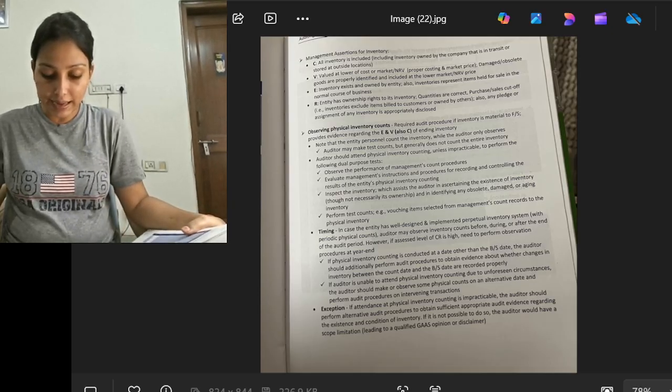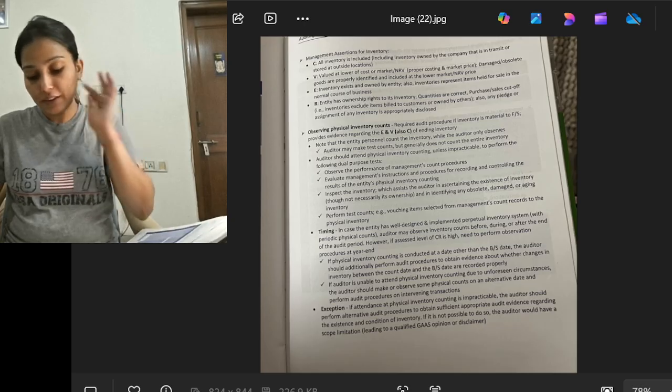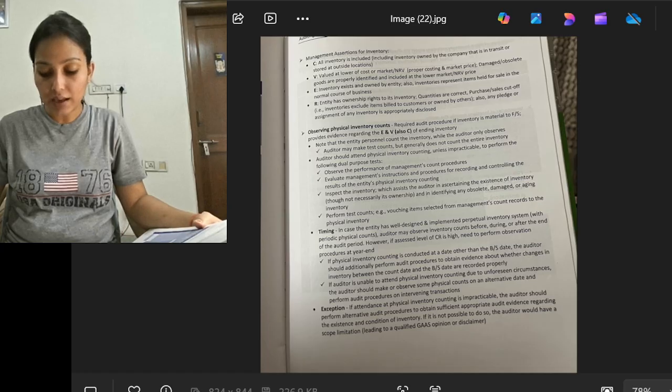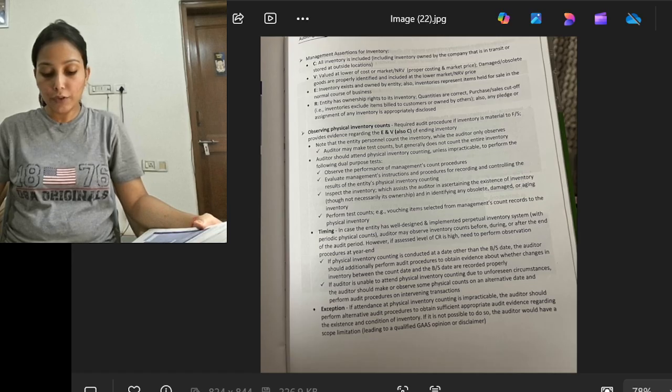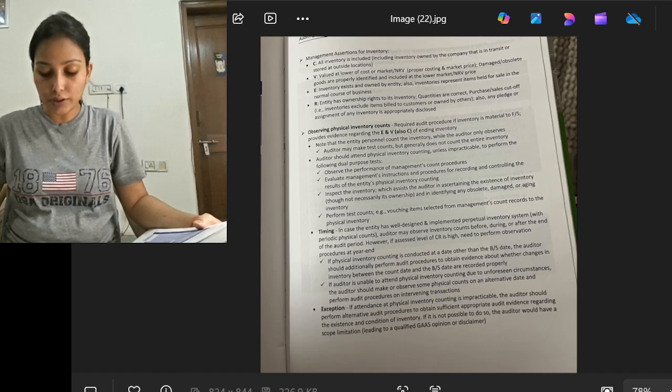Also, the timing and exceptions. In the case where the entity has a well designed and implemented perpetual inventory system, the auditor may observe inventory counts before, during and after the year end as audit procedures. However, if the assessed level of control risk is high, the observation procedures need to be performed at the year end. Also, if the physical inventory count is conducted on a date other than the balance sheet date, the auditor should additionally perform audit procedures to obtain audit evidence about whether changes in the inventory between the count date and the balance sheet date are recorded properly or not.